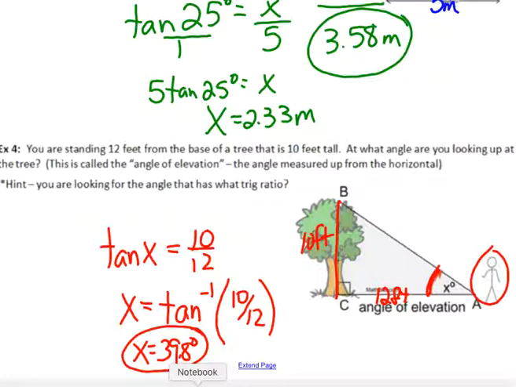I don't have to add anything to it. If I notice in this picture, I would expect this angle to be less than 45 degrees because the tree is shorter than my distance from the base. So if it was the opposite way, then I would have a bigger angle. But the picture is actually drawn pretty well to scale. But don't assume that the picture is drawn to scale. So at least with these types of problems, we can kind of see if they're going to be reasonable in our answers that we get.